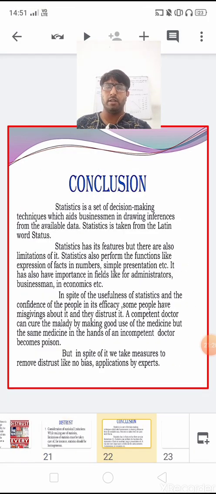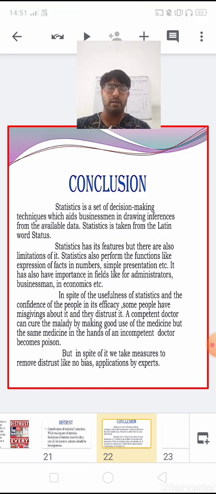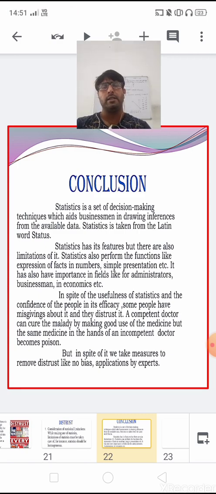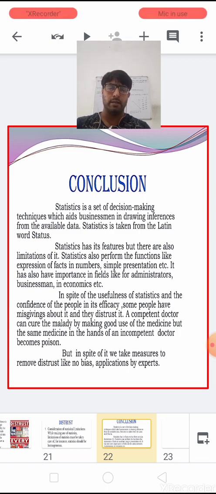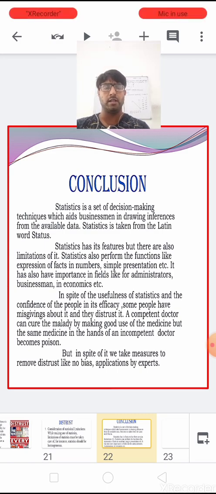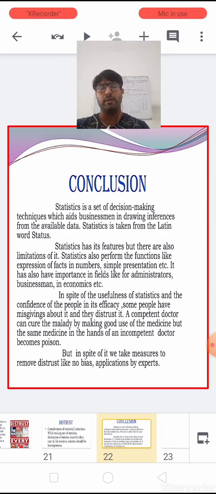So children, on the conclusion basis, we can say that statistics is a set of decision making techniques which aids the business in drawing inferences from the available data, and the word statistics is taken, as I just said, from the Latin word status. So in spite of the usefulness of statistics, some people have misgivings about it, and they distrust it.